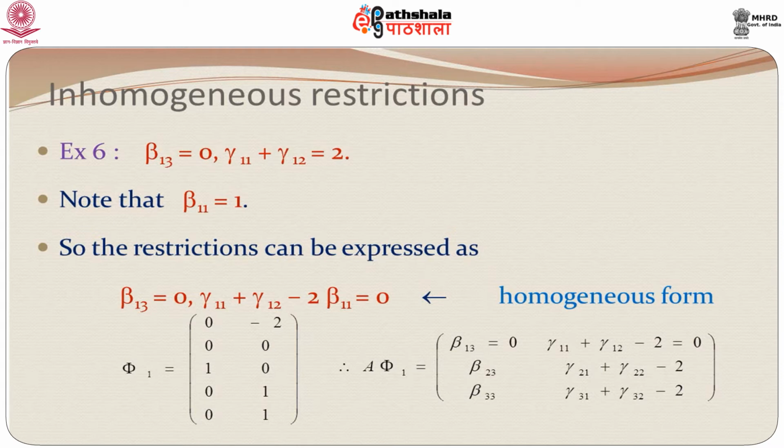So, inhomogeneous restrictions can in most cases be transformed into homogeneous restrictions, and hence the homogeneous restriction techniques can work in this case as well. Let us look at some other ways of identifying equations, because the next two types of restrictions, the cross equation restrictions and the variance covariance restrictions, cannot be worked out using the rank conditions.